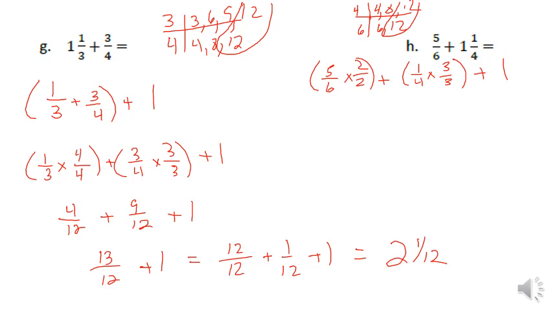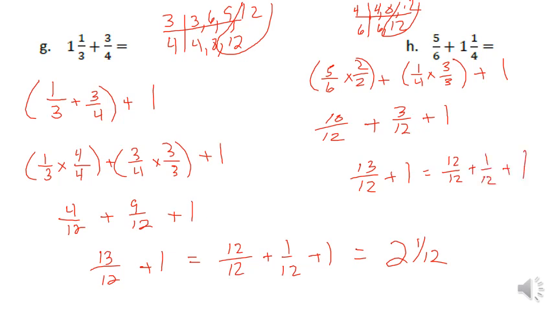So now we can see we have 10 twelfths plus 3 twelfths plus 1. We can add our fractions together. Now we have 13 twelfths plus 1, which is equal to 12 twelfths plus 1 twelfth plus 1, which now gives us 2 and 1 twelfth. How about that? They both equal 2 and 1 twelfth.